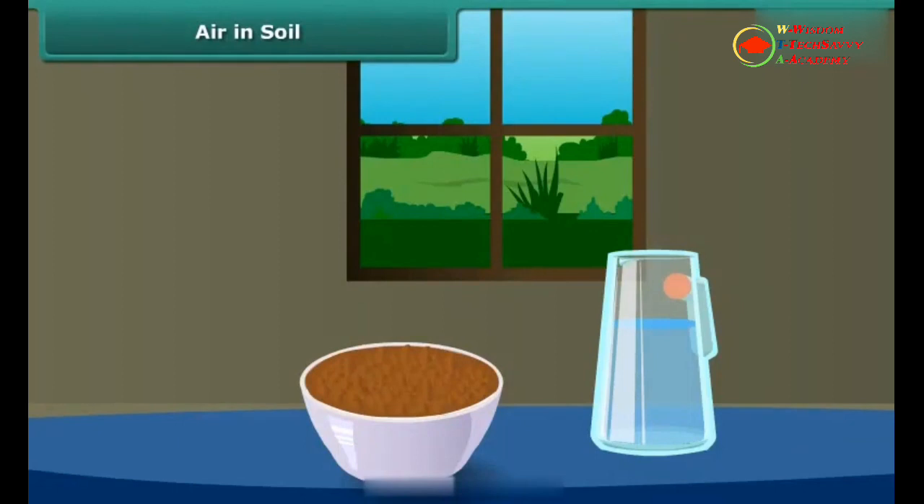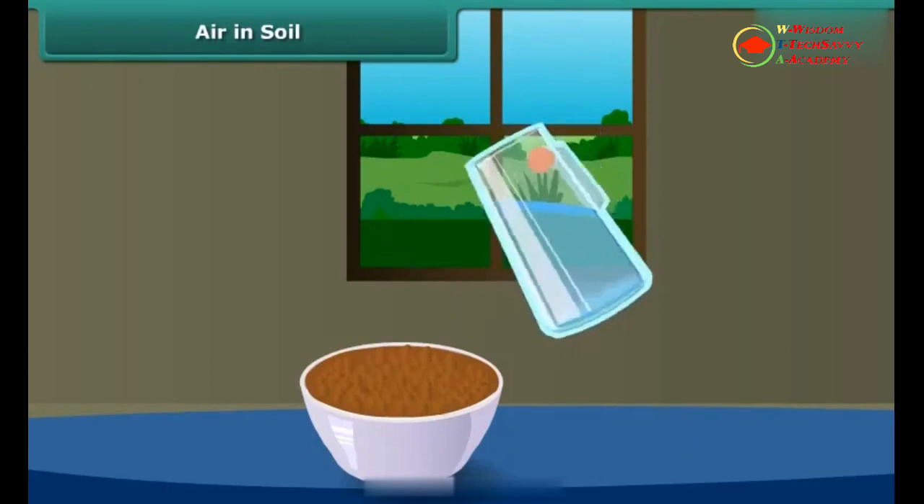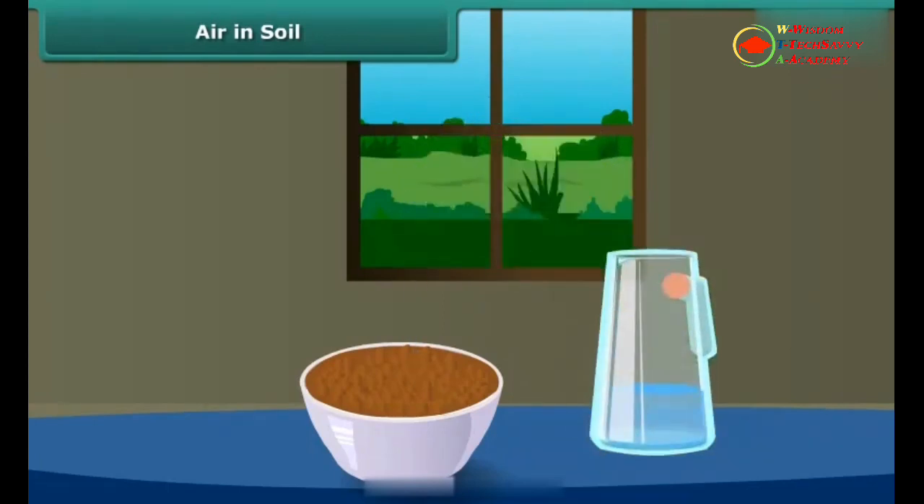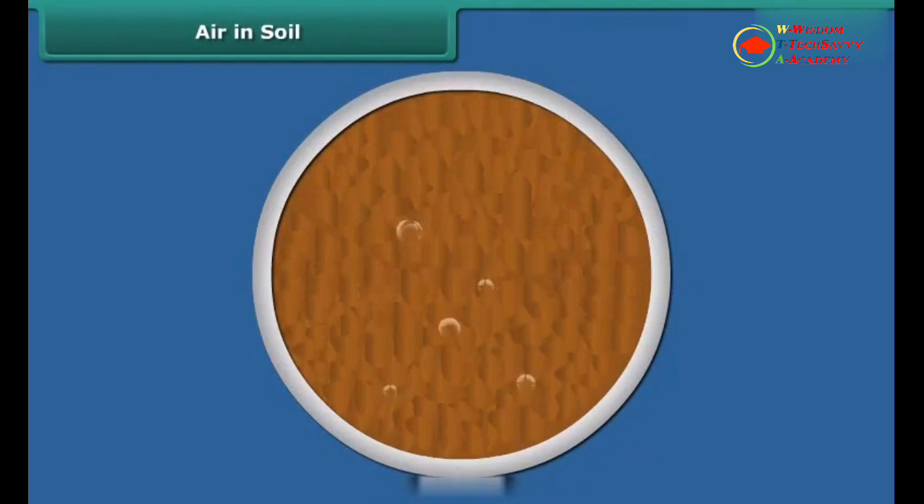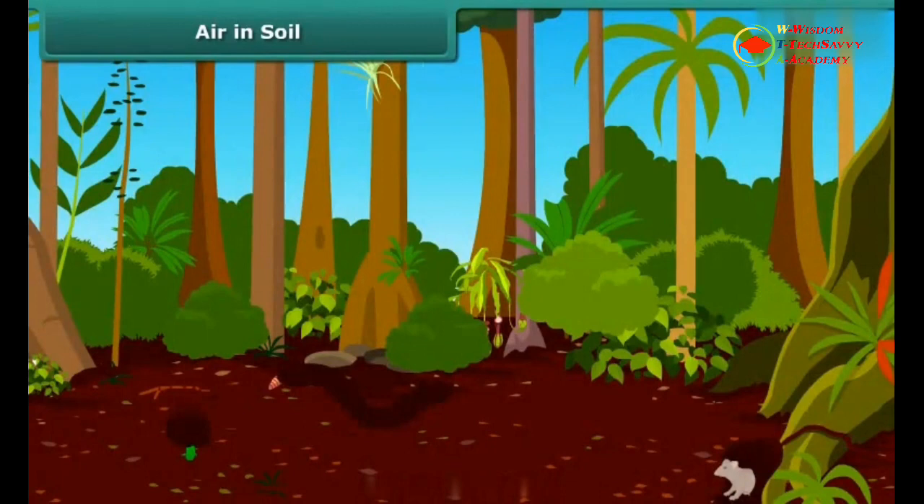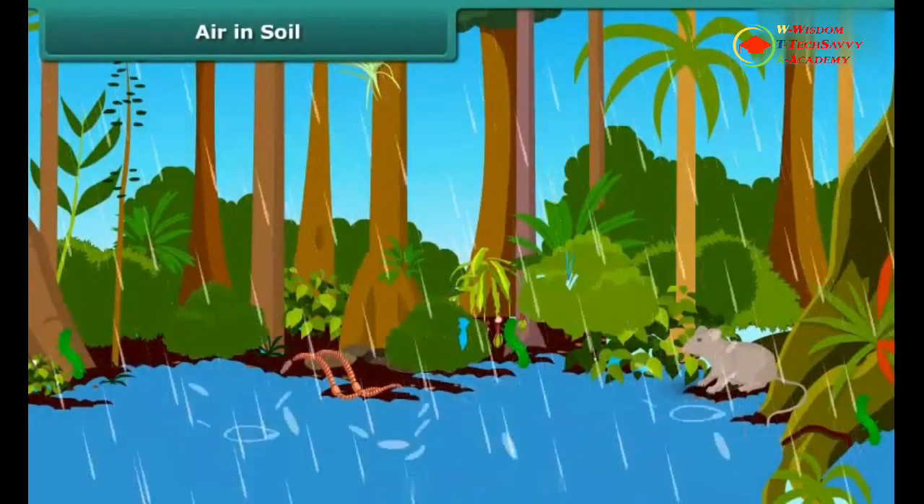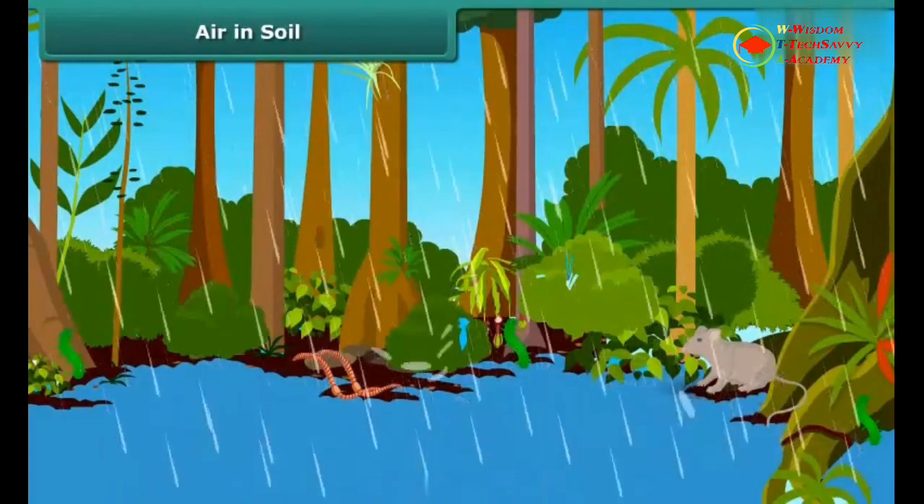To know this, take some soil in a bowl and pour some water on it. What do you see? You can see that air bubbles are coming out of the soil. When water is added to the soil, it replaces the air present in the soil. The air in the soil comes out as bubbles. The organisms living in burrows and holes of the soil use this trapped air to breathe. During rainy season, when water fills the burrows and holes, these animals have to come out for respiration.